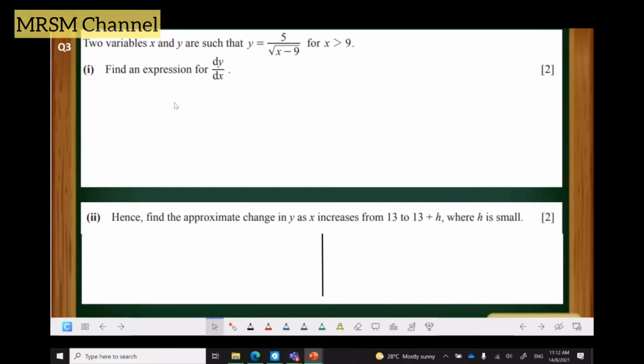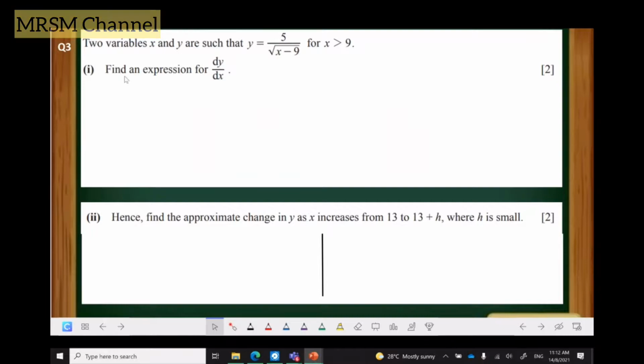Next, look at this one. Dia dah masuk application apa semua, calculus dah masuk ni. Tadi I'll focus on algebra. Okay, so sekarang ni dah masuk ke calculus. Okay, so two variables x and y such that dia bagi y is 5 over square root of x minus 9 for x greater than 9. Sebab kalau x less than 9, the function is undefined. Sebab dia dah jadi negatif dalam square root ni. So dia akan mention yang ni. Tak ada masalah yang tu.